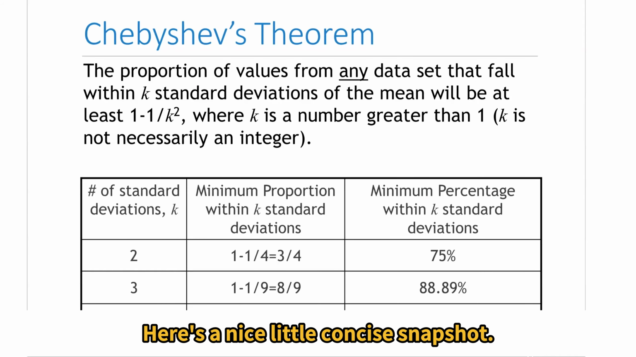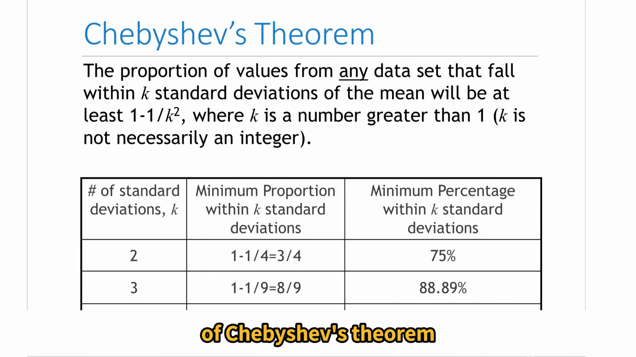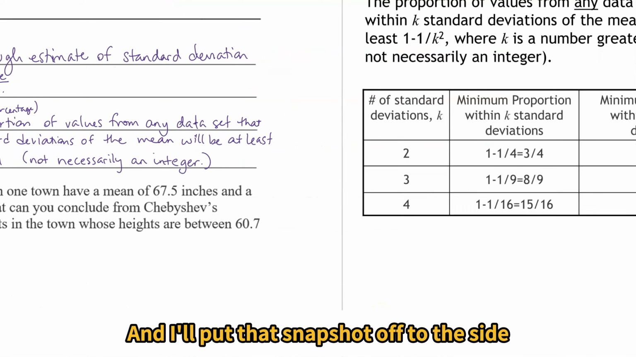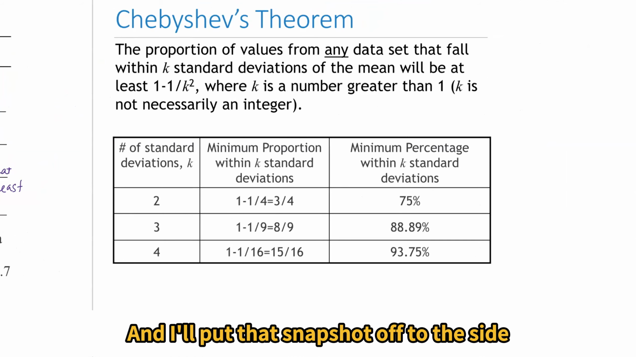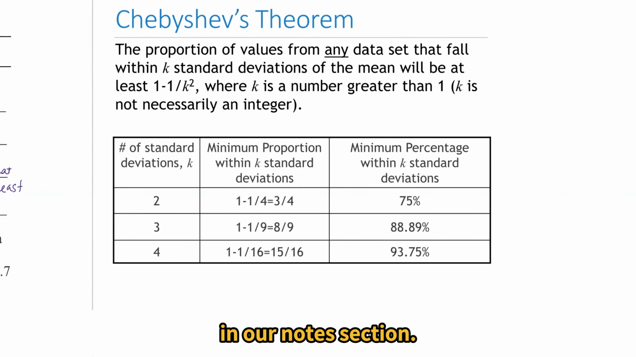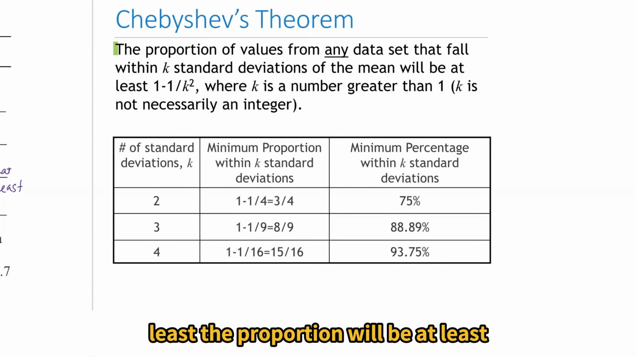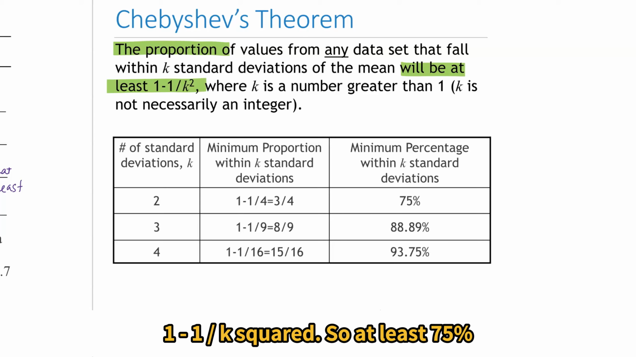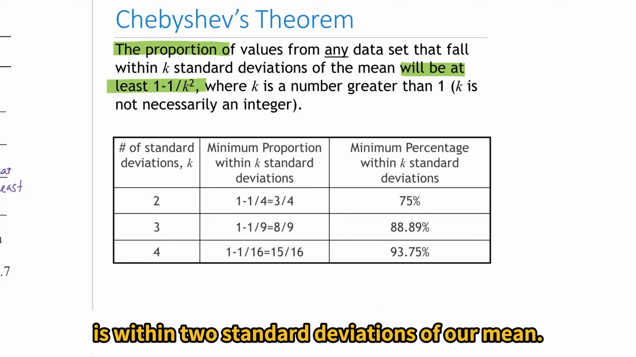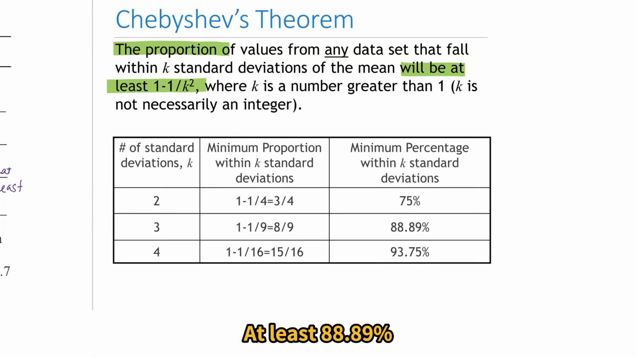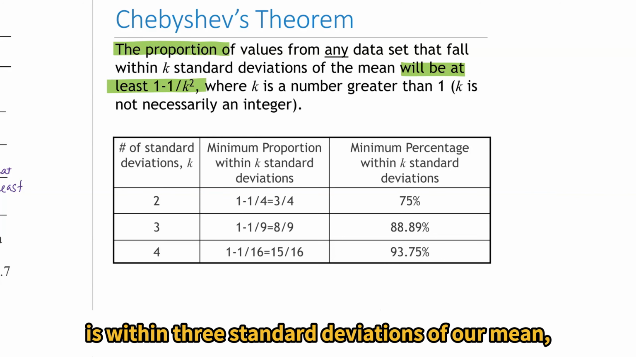Here's a nice little concise snapshot of Chebychev's theorem, and I'll put that snapshot off to the side in our notes section. And remember that this is at least, the proportion will be at least 1 minus 1 over k squared. So at least 75% is within 2 standard deviations of our mean. At least 88.89% is within 3 standard deviations of our mean, and so forth.